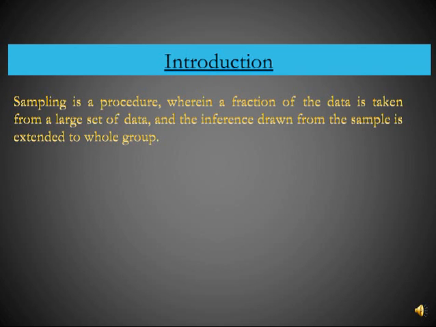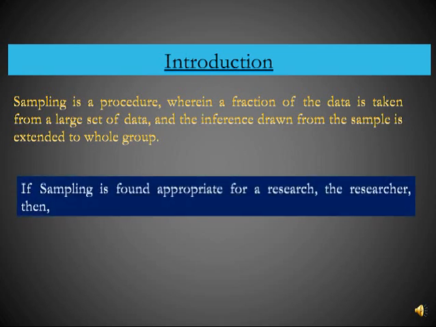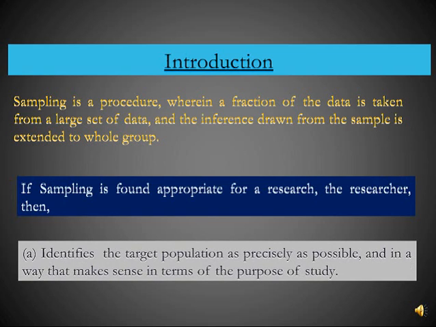So sampling is a procedure wherein a fraction of the data is taken from a large set of data and the inference drawn from the sample is extended to the whole group. If sampling is found appropriate for a research, the researcher then identifies the target population as precisely as possible and in a way that makes sense in terms of the purpose of the study.